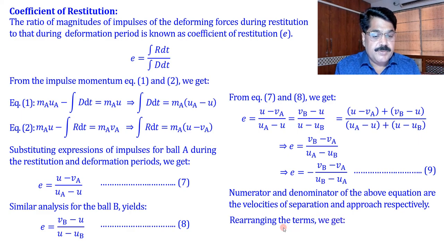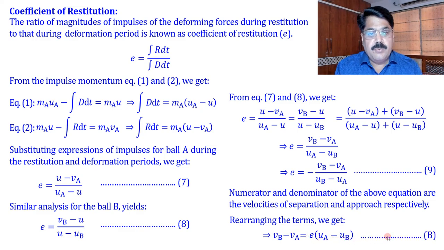Rearranging the terms, we get VB minus VA is equal to E, UA minus UB. We call this equation B. So we have given number A to the conservation of momentum equation and number B to the coefficient of restitution equation in some rearranged form. These two equations A and B are used to analyze usual problems in head-on collisions.